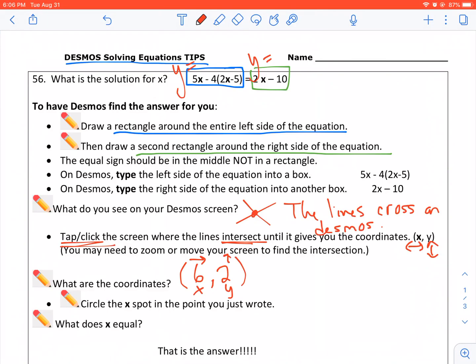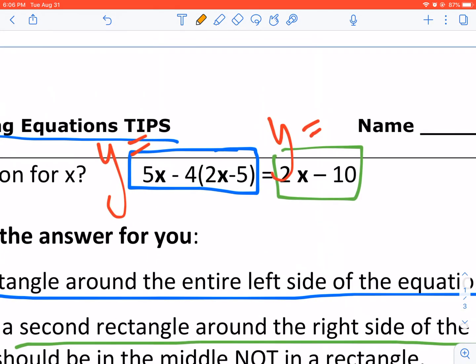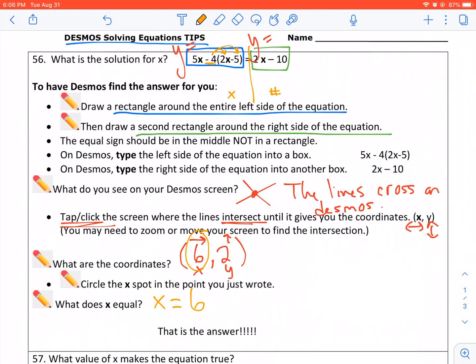It says circle the x spot in the point you just wrote. So I'm going to circle that x number, and it says what does x equal? x equals 6. That means the answer is 6. If we were to solve this by hand, doing our rainbows from the -4, then combining our like terms, moving our x's to one side and our numbers to the other, the answer that we would get would be 6.